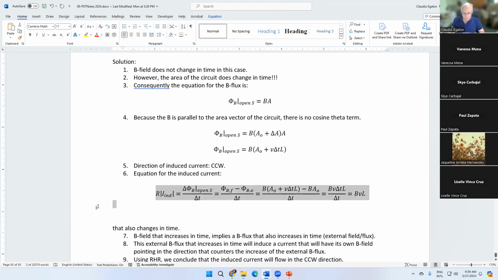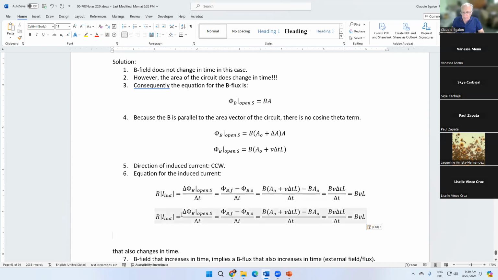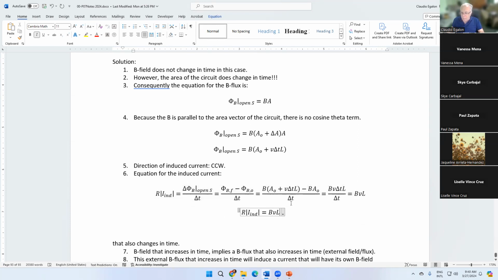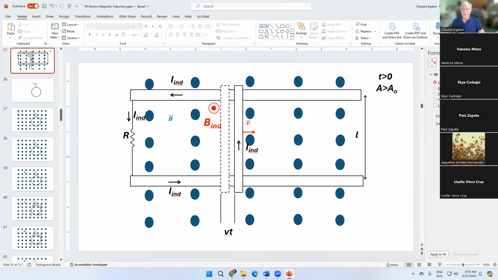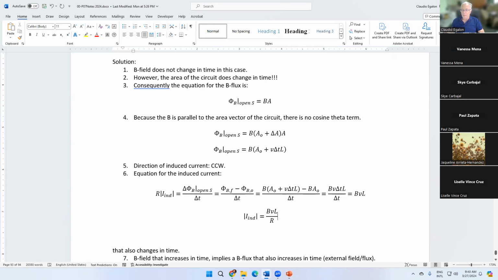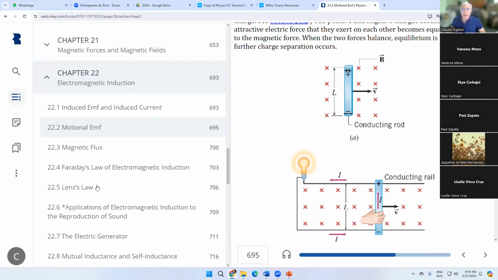We didn't finish yet. We still have to write it down in terms of the induced current, right? So we have to put a resistor downstairs. And that's what we get: B V L over R. That's the case of the motional EMF that we have right here.